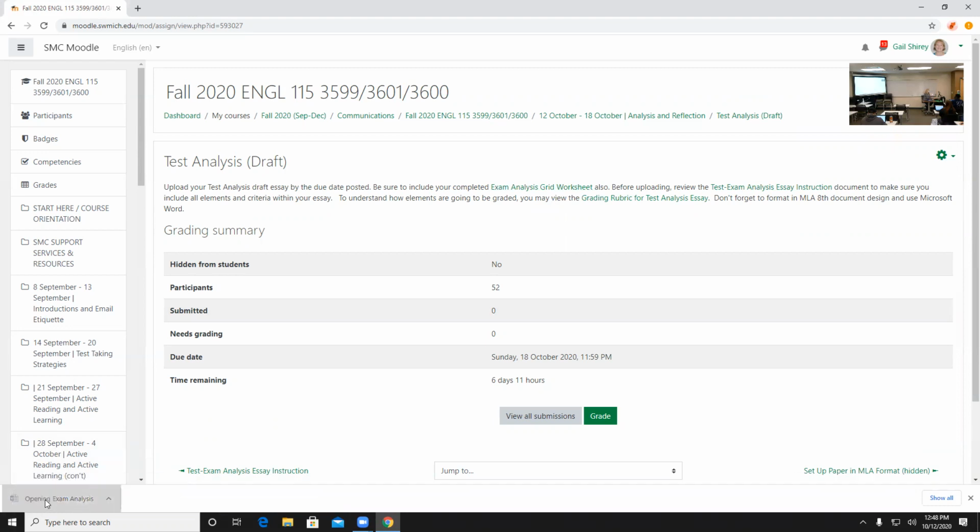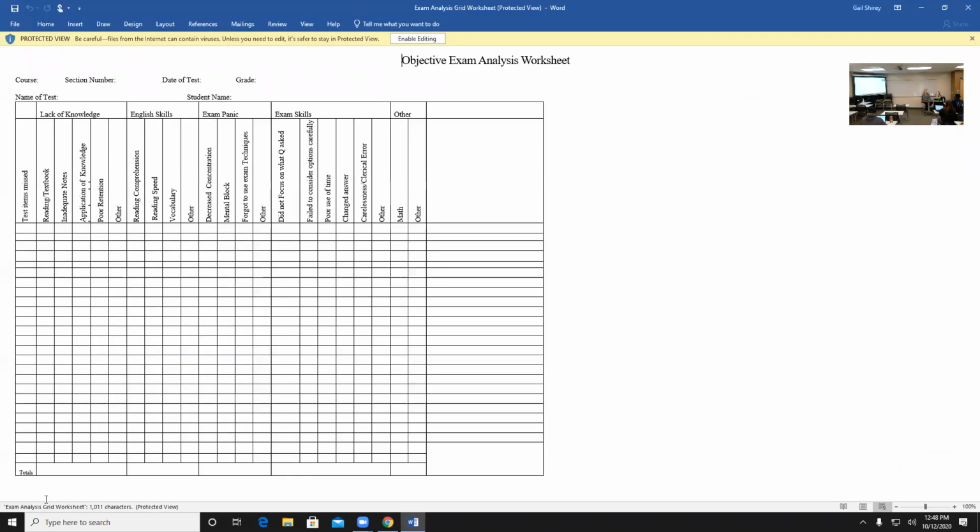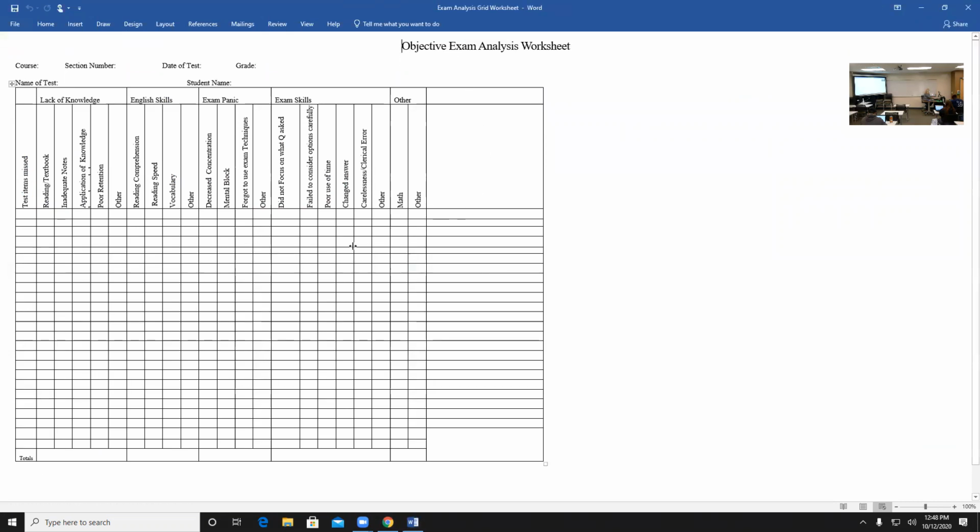The grid sheet, now this is my words, I think it's actually called Objective Exam Analysis Worksheet. Okay, great. For this particular item, I hope I modified this correctly. What you're going to do is, obviously at the top, you put in the information. So the course, you enable editing. So this is an interactive document. So English 115, whatever your section number is, I forget what it is. For this class, it's 3601.